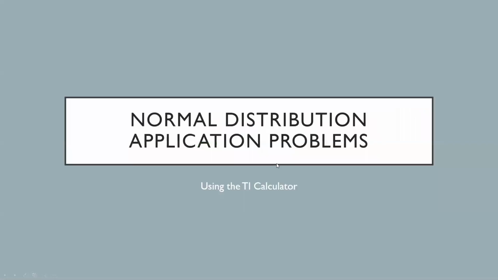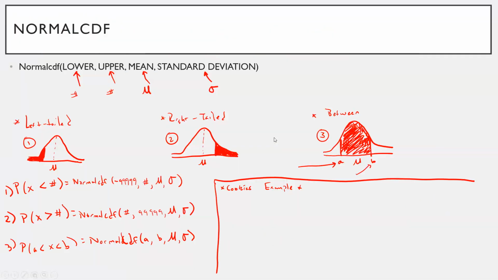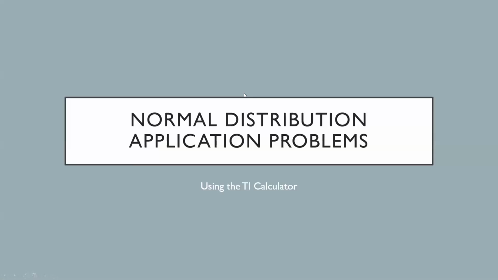All right. So what I want to do is rework this problem right here, the one about less than 1,000 chips. We'll start with that one. So here's the problem. X was normally distributed. The mean number of chips in a bag was 1262, and the standard deviation was 118. So the first question was, what's the probability? Actually, we'll just do them both. The first question was, what's the probability there's more than 1,300 chips?